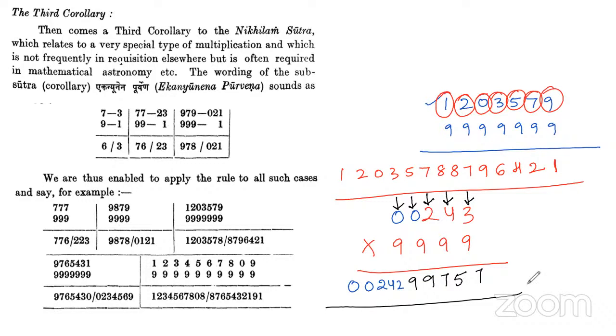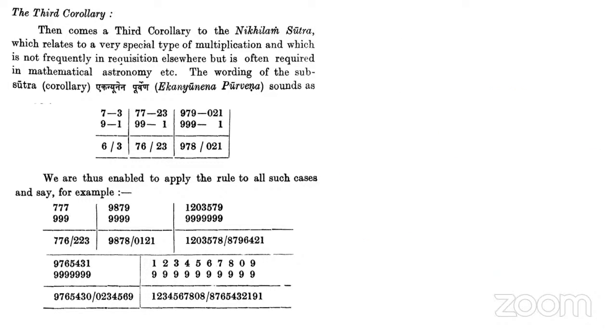That means you can use either all from 9s or you can use all from 9, last from 10 also. Okay, right. Now let us see the next one.